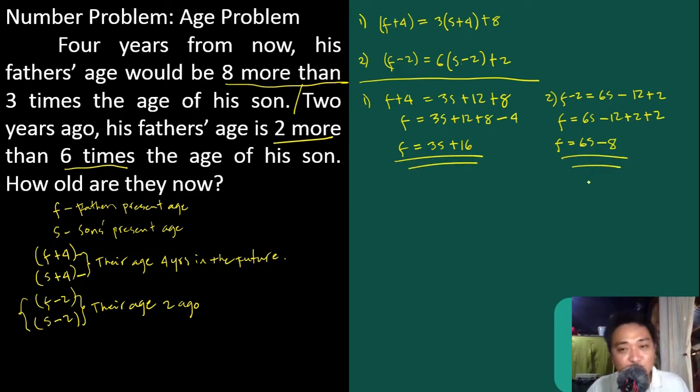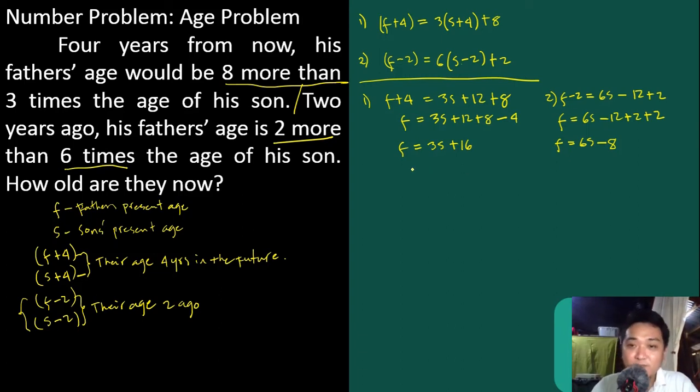Now we are ready to use elimination in order for us to find the value of f and s. Those are the present age of the son and father's age. Okay, so let's try, ano? Kung mag-eliminate tayo, pwede nating makancel yung f agad.